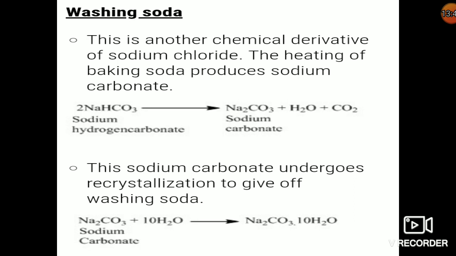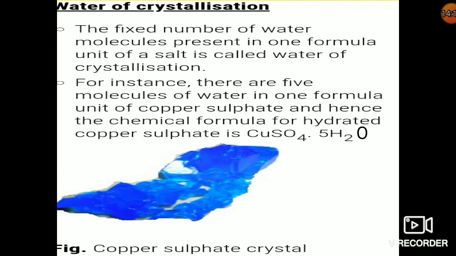So here, you just tell me, this is the formula of washing soda, Na2CO3.10H2O. So here how many water can you see? You can see 10 water. So what will be the water of crystallization of washing soda? The answer will be 10. 10 water molecules are present in the formula, so water of crystallization is 10. Is it clear? Okay.